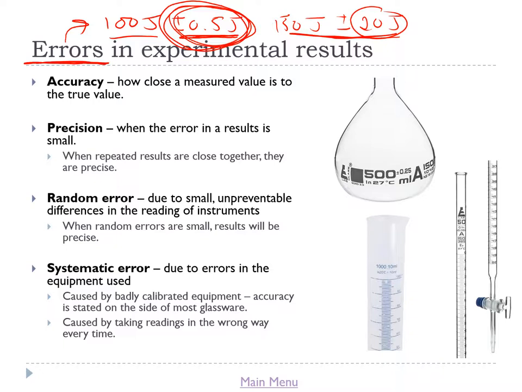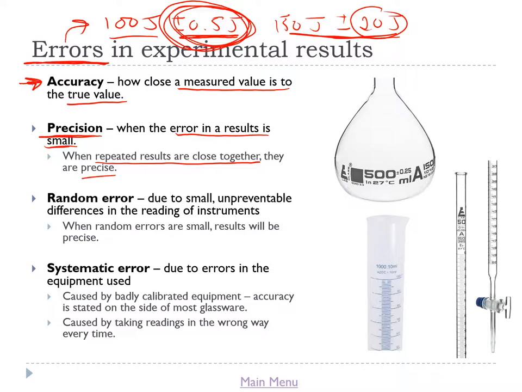And that sort of leads us on to two keywords we need to understand. First one is accuracy, which is how close a measured value is to its true value. And, you know, good experimental design will get more and more accurate results. So you can get more accurate results by eliminating sources of error, by using more expensive equipment that can measure things more accurately, and so on. Then we have precision. Precision is about when the error in results is small. And you know the error in results is small because repeated results will be close together. That means they are precise.